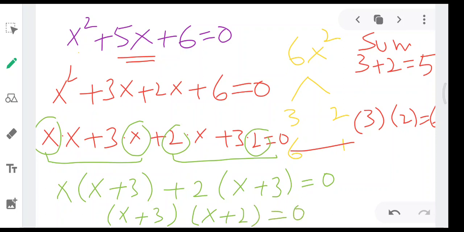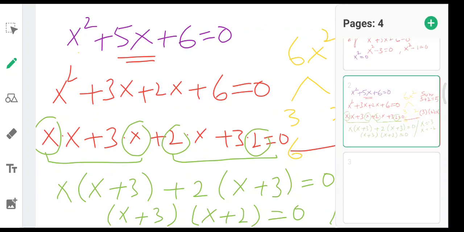So finally we have got the 2 zeros of this quadratic polynomial, and the 2 zeros are x equals minus 3 and x equals minus 2. Further, if you simplify, x equals minus 2. Okay, this is the way we find the factors. Let's take one more example.